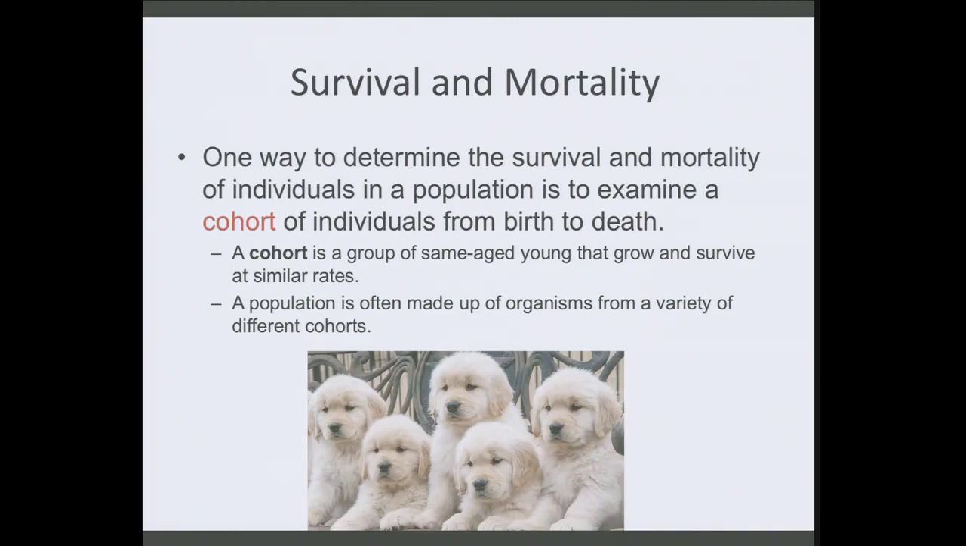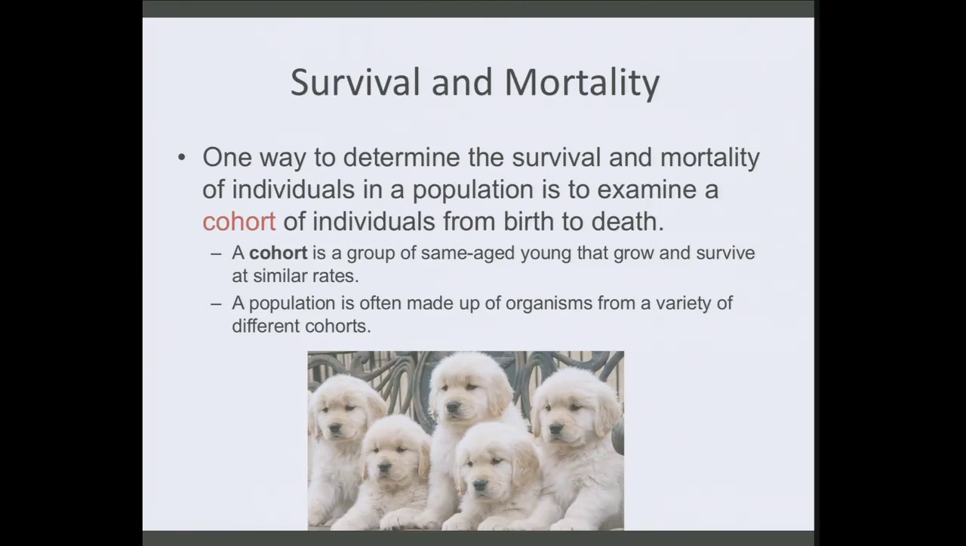One way is that we can follow a group of individuals throughout their entire life, and this gets us a whole bunch of information and ensures that our information is very valid because we are studying the same individuals throughout their entire life, from birth to death. This is what we call a cohort. So a cohort would be individuals of around the same age that grow and survive at similar rates. They're growing throughout their life, and we're measuring them every so often throughout their entire life.